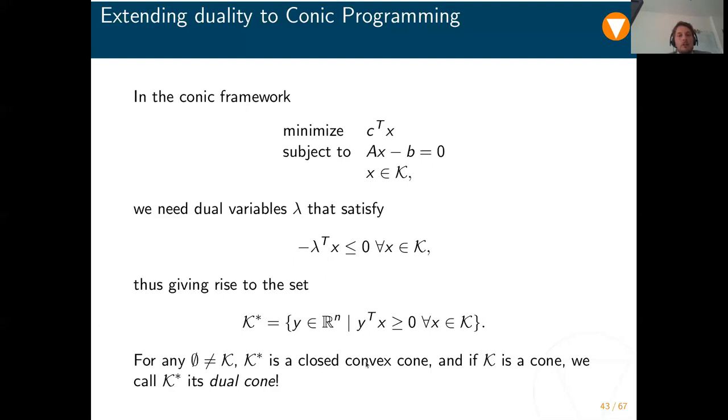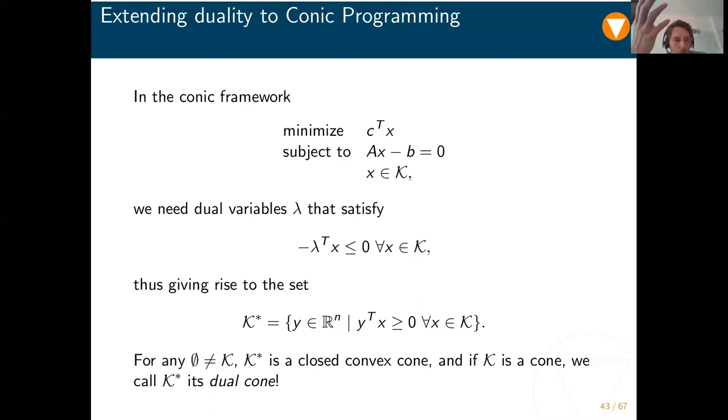Because this condition stands out, we introduce a new notation for it. When we have a cone K, we look at the set K star, which is just the set of all vectors such that the inner product of this vector with any vector in the cone gives a positive quantity. It precisely comes from this fact, which we had seen in linear programming. That's how we come to this definition of the set K star, which, by the way, can be shown to be a closed convex cone, which would be true even for an original set K which is not a cone. But we're not so much interested in that. So we start with a cone K, then when we form this set K star, we again know it's a cone. And we call it the dual cone.